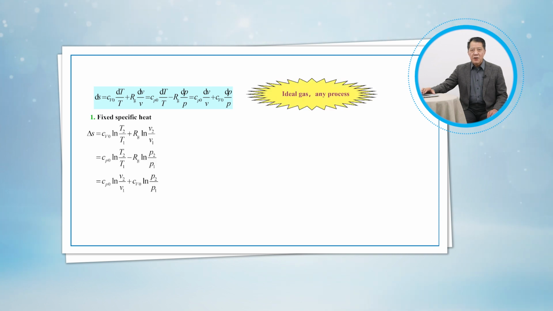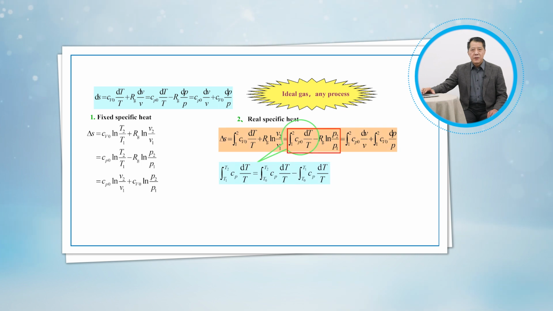1. The entropy change can be calculated with fixed specific heats. The entropy change from states 1 to 2 can be evaluated with fixed specific heats. 2. The entropy change can also be calculated with the specific heats, which are functions of temperature.